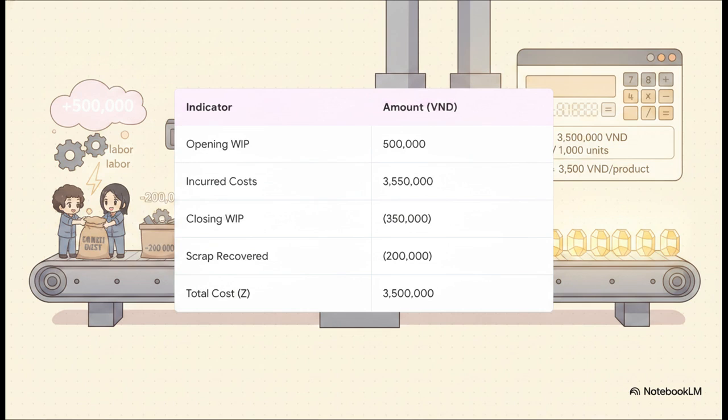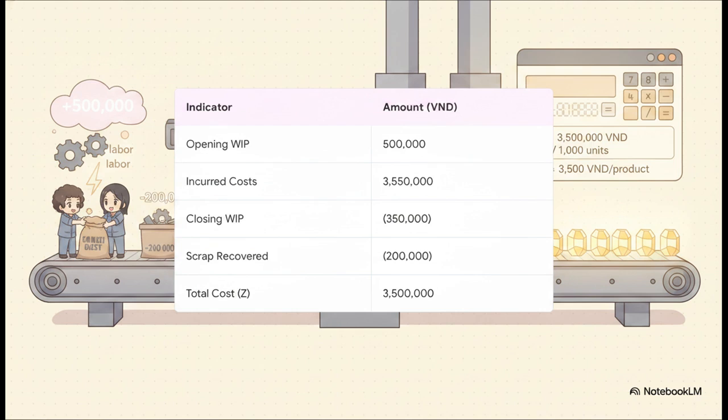During this period, we incurred 3.55 million in new materials, labor, and overhead. At the end of the month, we had 350,000 worth of stuff still unfinished, and we also recovered 200,000 in scrap. So let's calculate. 500,000 opening plus 3.55 million new costs gets us to 4.05 million. Now subtract the 350,000 closing and subtract the 200,000 for the scrap, and that leaves us with exactly 3.5 million VND as our total production cost.